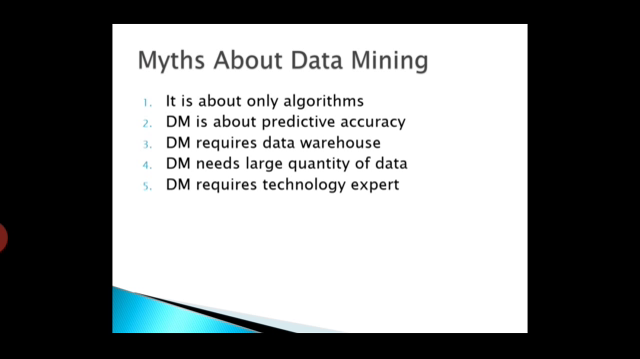Now coming to the first myth, data mining is only about algorithms. No, data mining is not only about the algorithm. It is used by business to answer important practical questions, and then comes solving the problem. When we are going to solve the problem after modeling, we require a suitable algorithm to solve this. Second myth is data mining is about predictive accuracy. No, it's not only about predictive accuracy. It can be about descriptive accuracy or descriptive mining and so on.